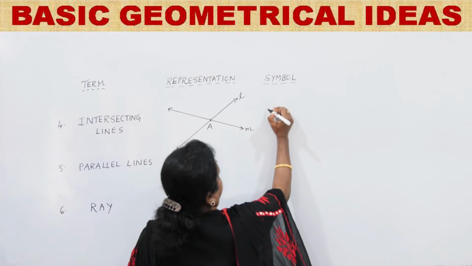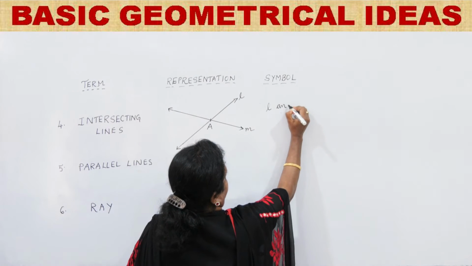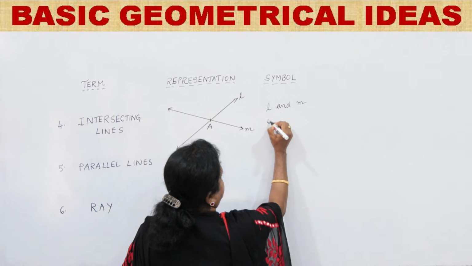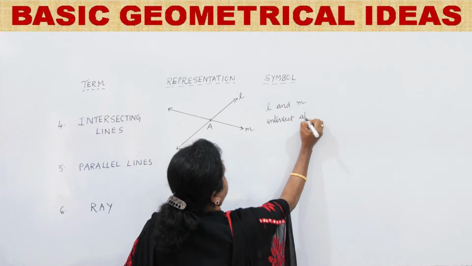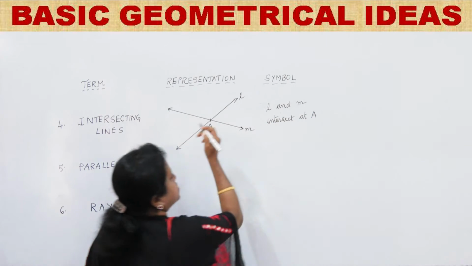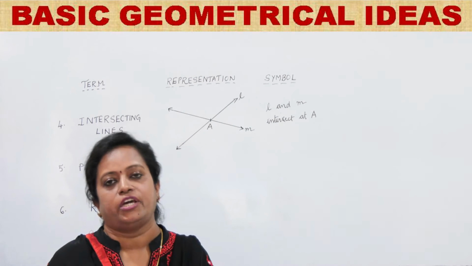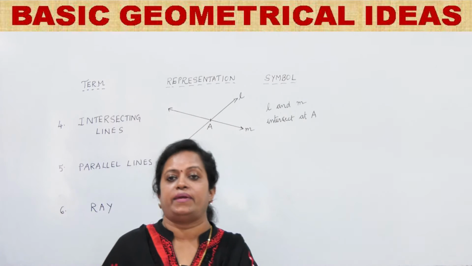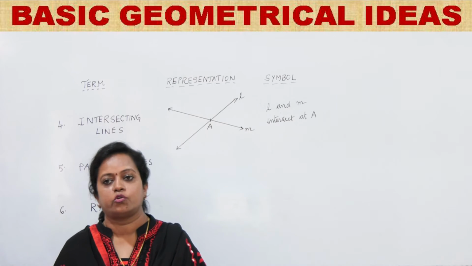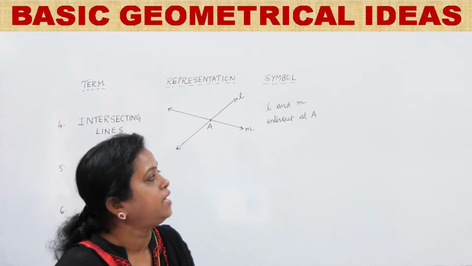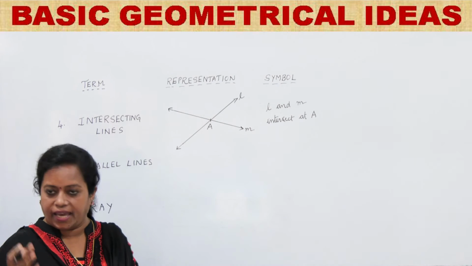There is no particular symbol for showing the intersecting lines. I can write L and M. These are the names of the two lines. L and M intersect at point A. Which is the point they meet at? It is the point A. That is called the point of intersection. You can think of many other examples that you see around you of intersecting lines. The first example that may come into your mind is the English letter X.